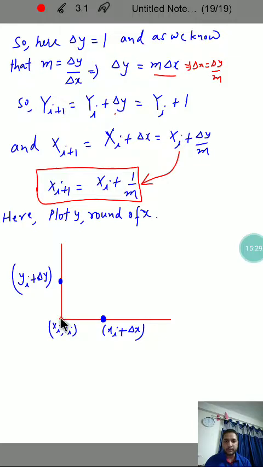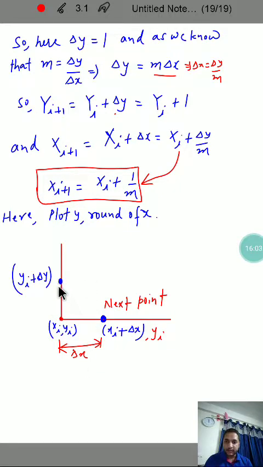So in order to understand this, here we have taken an initial point, that is, suppose this is the initial point and this is the next point. So the initial point is xi, yi; these are the coordinates of the initial point. Let us say the coordinates of the next point will be, in y there is no increment, so it will remain only yi, but there is an increment in x, that is xi plus delta x, and that delta x is this one, as we can see.